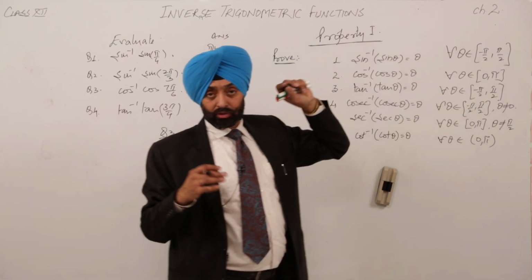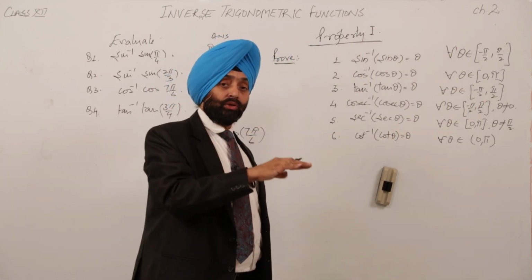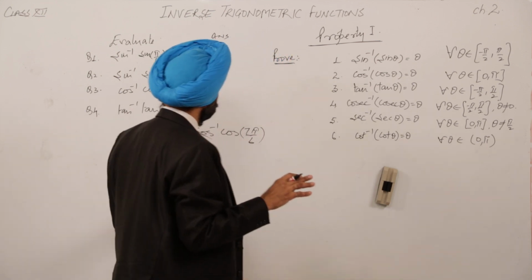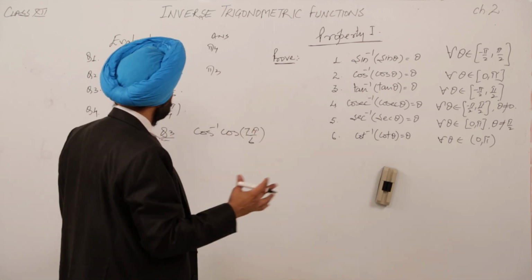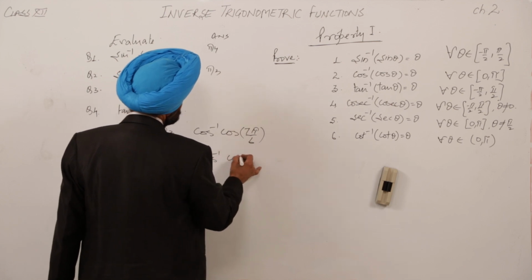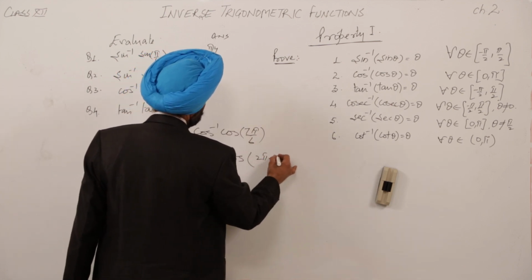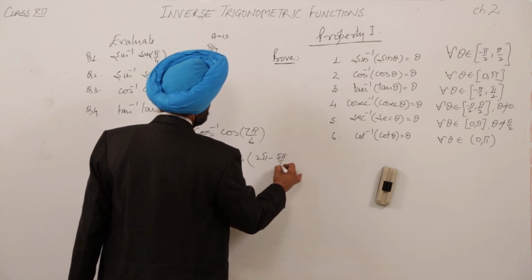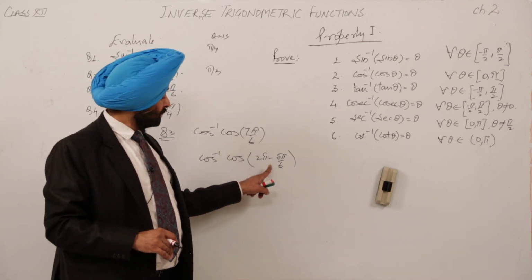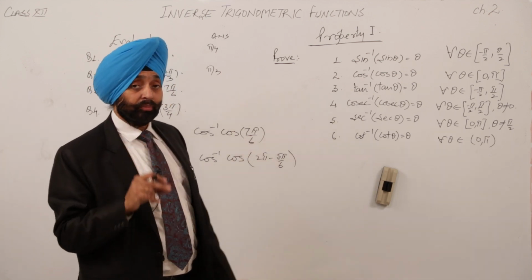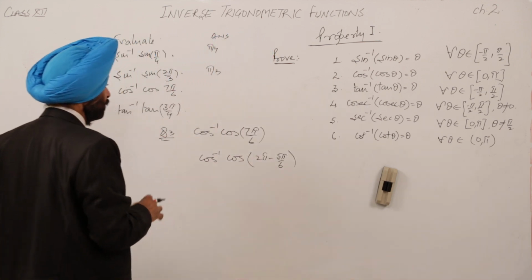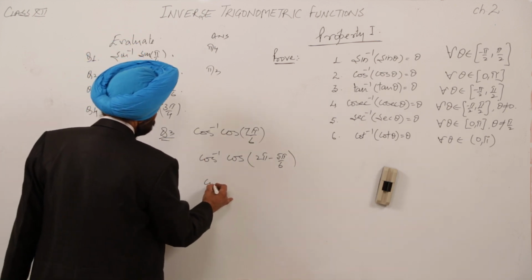So 210 degrees, and what should the result be? What are the parameters for the principal values? It is between 0 and 180 degrees. 210 crosses the 180, so we first have to change it. Now here, can I write it like this? Cos inverse cos of 2 pi minus 5 pi by 6. Is it okay? Because 12 by 6 minus 5 is 7 pi by 6, and 5 pi by 6 is 150 degrees.